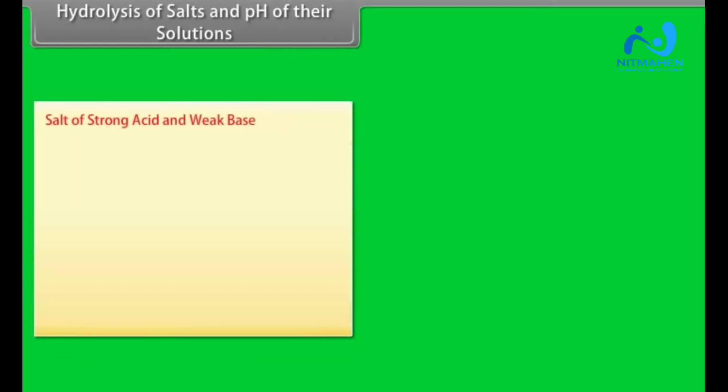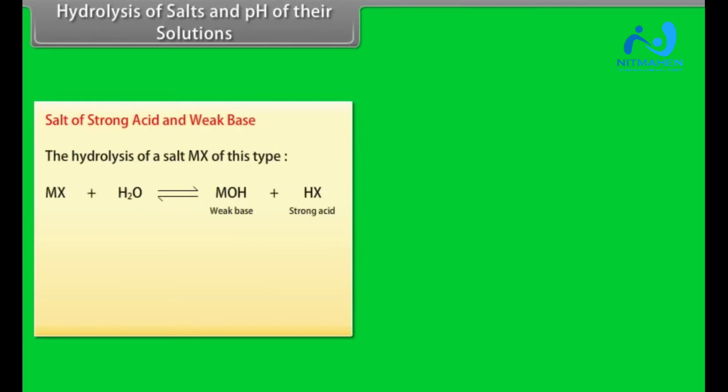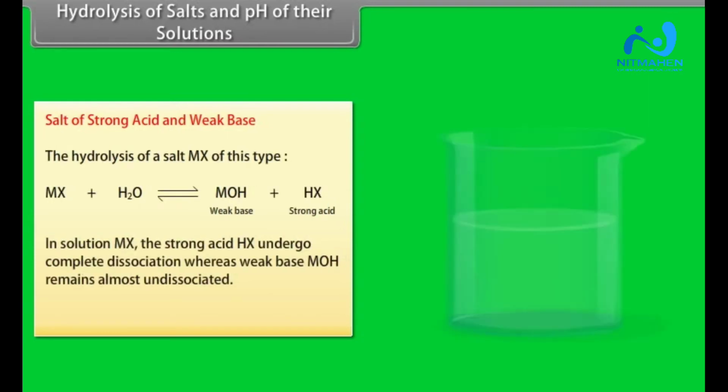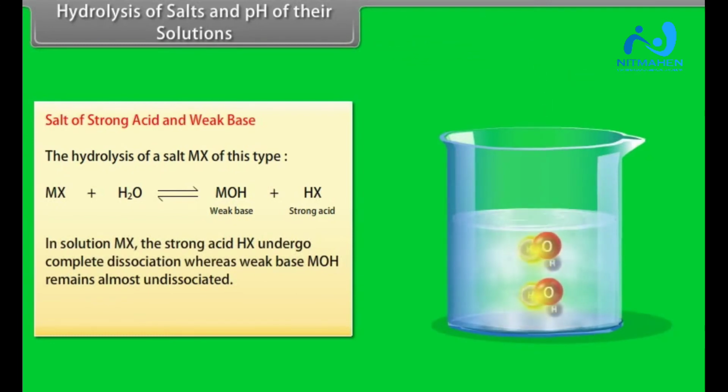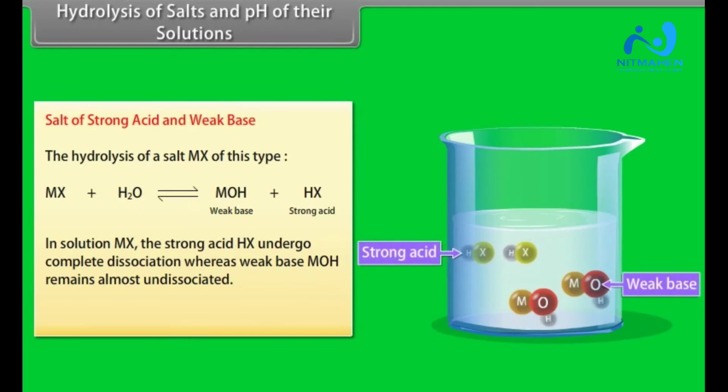Salt of strong acid and weak base. The hydrolysis of a salt MX of this type. In solution MX, the strong acid HX undergoes complete dissociation, whereas weak base MOH remains almost undissociated. The pH of the solution of this type is less than 7.